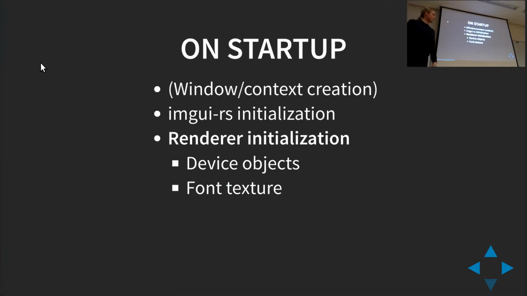Then, in practice, you also want to initialize some kind of renderer. IMGUI-RS comes with some renderers. I'll explain them a bit later. But at initialization time, a renderer probably needs to set up some device objects. In OpenGL, for example, this means buffers and shaders and that kind of stuff. And also do some stuff with the font texture. When IMGUI wants to render some text, it uses this font texture for the text.